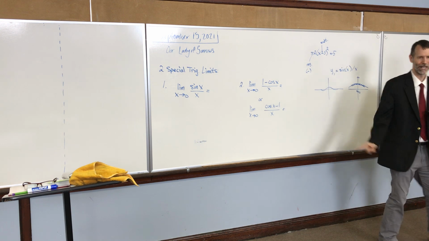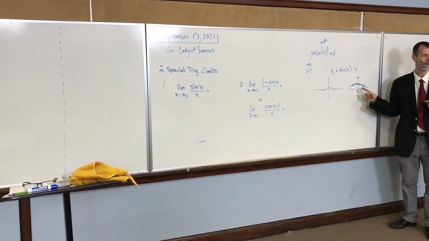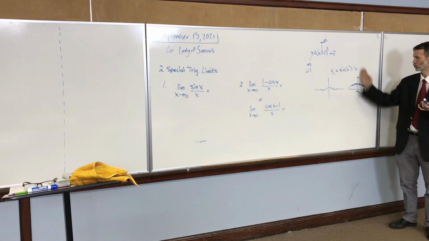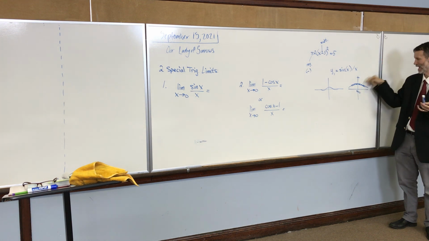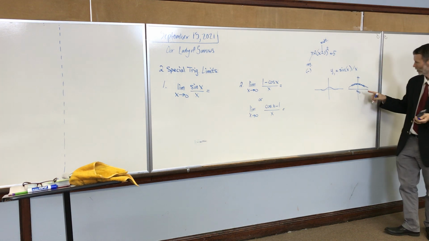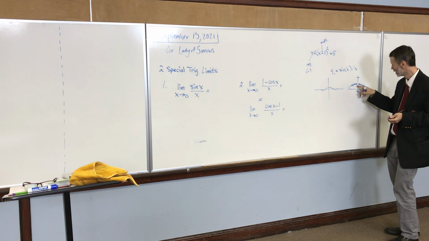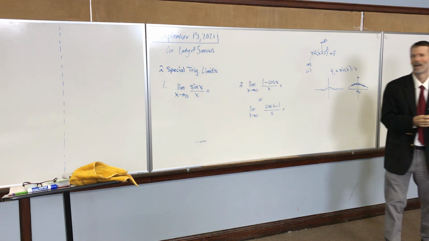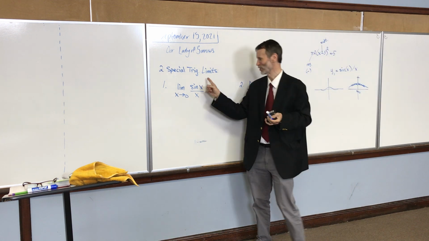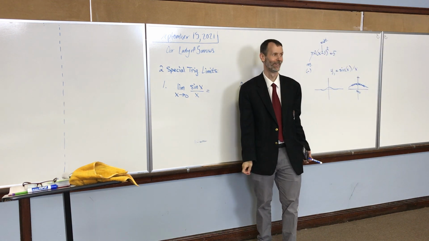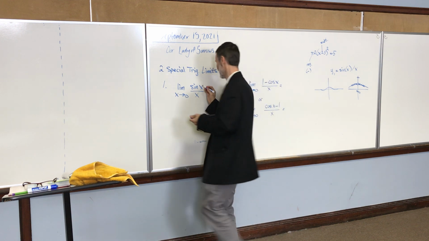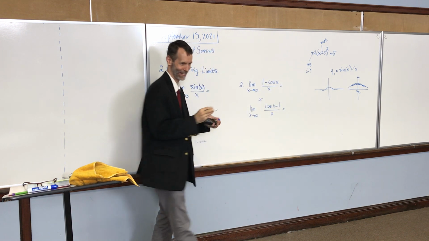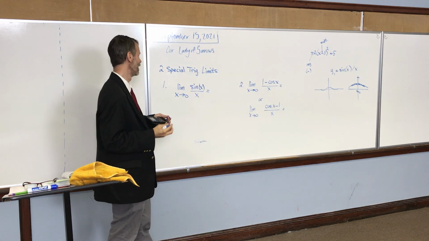Does this look like a vertical asymptote is here? No, it would have swooped straight up and gone to infinity or down. Guess what's here? It's a hole. Now you might say, hey, you can just cancel the x's. No, you cannot cancel the x's. This is not sine times x. It's sine of x.